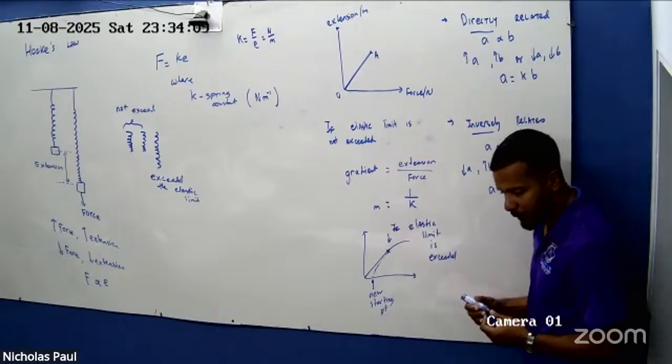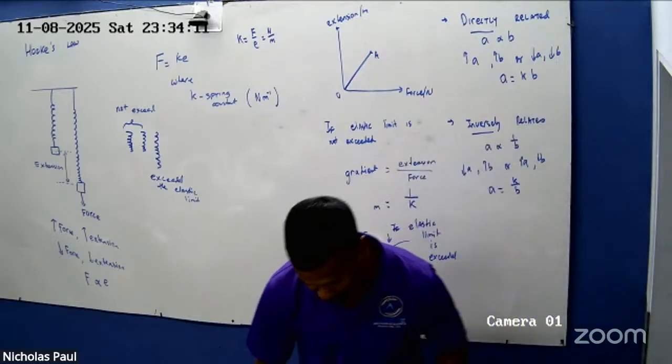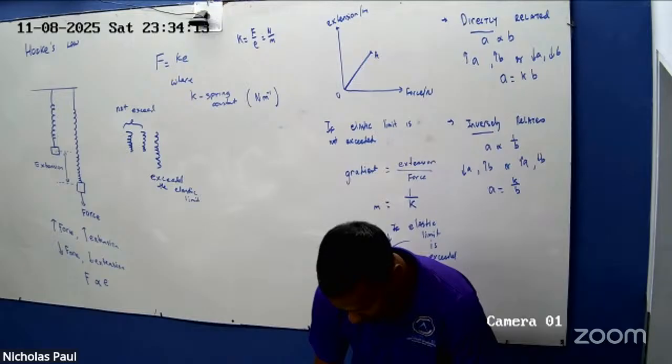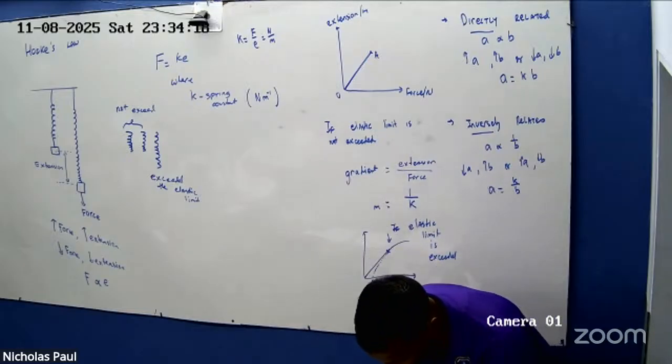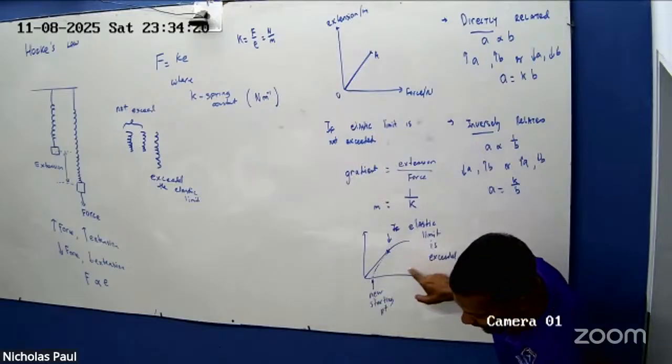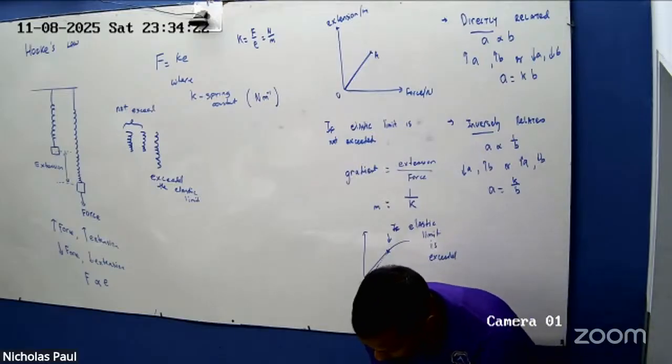All right, I want to go through the entire past paper, but we need to do the graph part first. Just catch this graph fast now. So remember, Hooke's law is no longer obeyed.